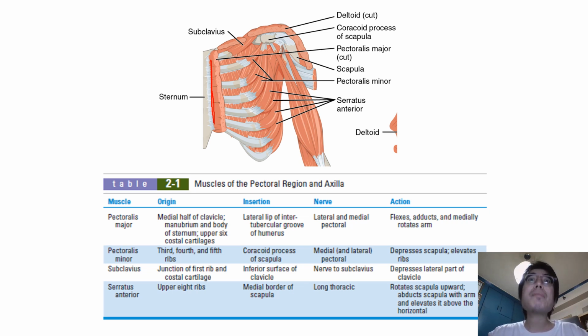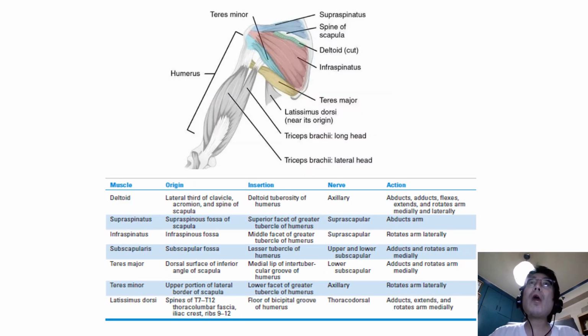The pectoralis major inserts into the lateral lip of the intertubercular groove of the humerus, and it is innervated by the lateral and the medial pectoral nerves. The pectoralis major functions to flex, adduct, and medially rotate the arm. The pectoralis minor is deep or beneath the pectoral. We now look into the muscles of the shoulder girdle.